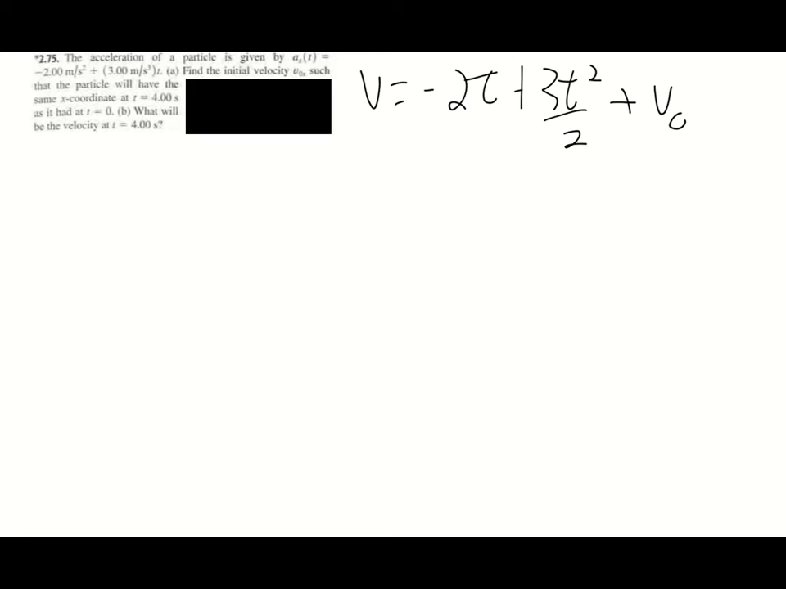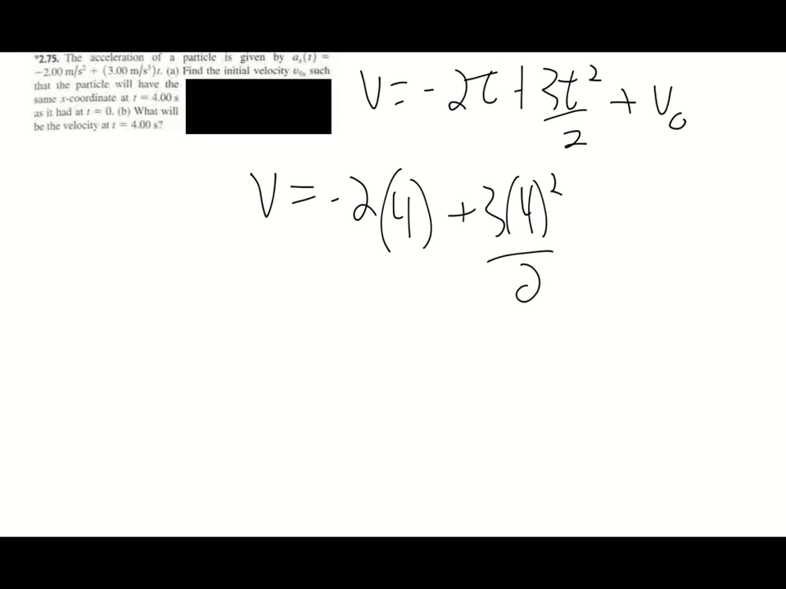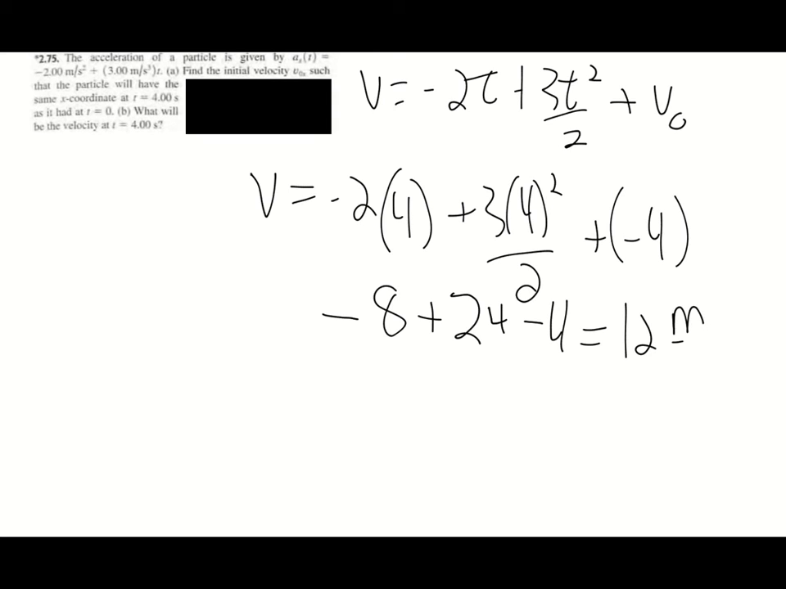We just have to plug in the time they gave us, 4 seconds, and actually figure out what that is. So v equals negative 2 times 4 plus 3 times 4 squared over 2 plus negative 4. All right, this isn't too bad. So we've got negative 8 plus 3 times 16, 48, 24, minus 4. That's going to give us 12 meters per second. All right, and that's all we needed to do for that part.